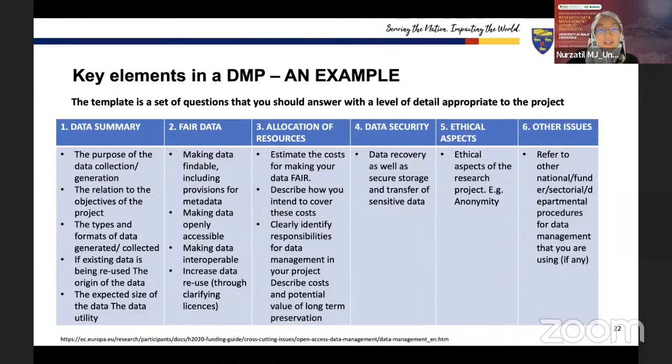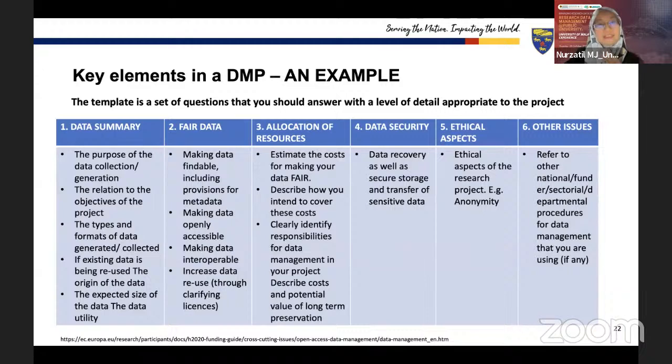Then the allocation of resources. So whether your institution provides some cost to make your data FAIR, what kind of costs you're talking about here, what cost is needed to preserve the data for the long term, data security, the ethical aspects, and other issues. Pretty much the subheadings here are the default setting for a DMP. But the way you're going to answer the questions is where the data stewards will really support and give advice to the researchers on how to go about this.